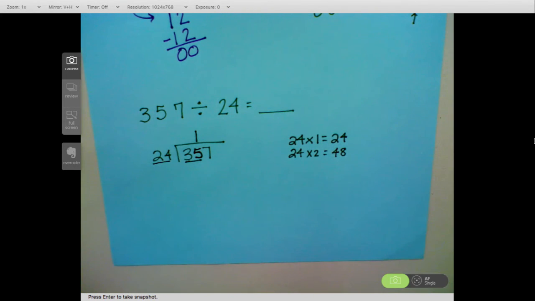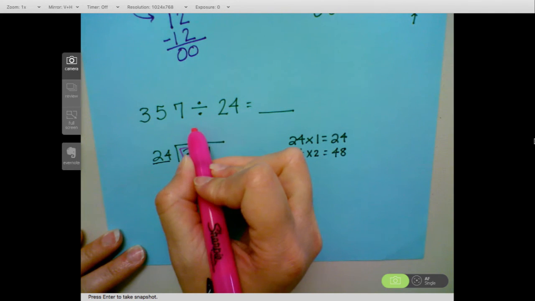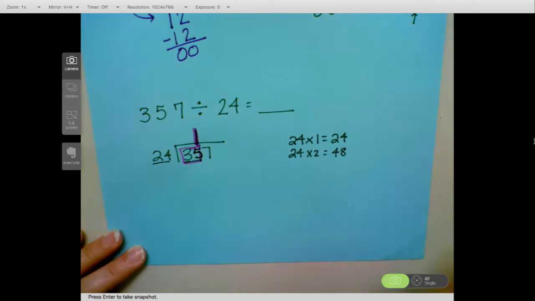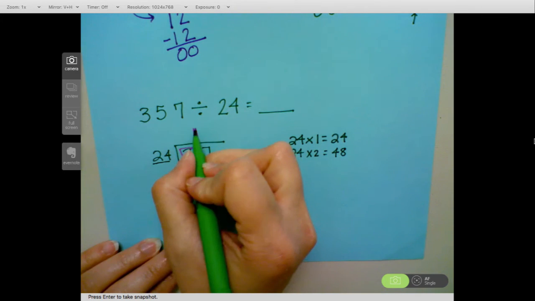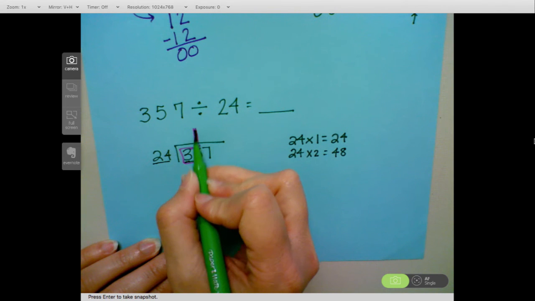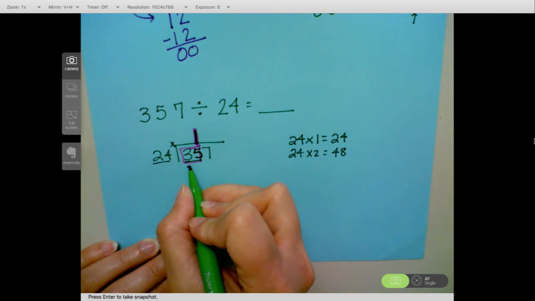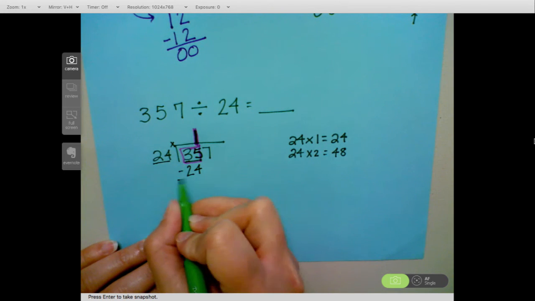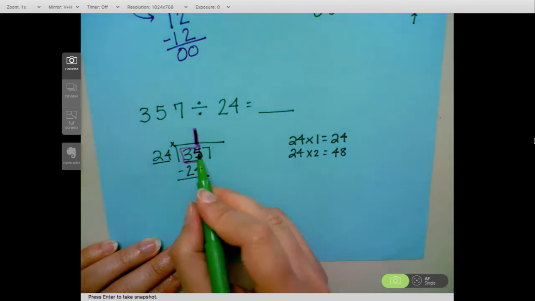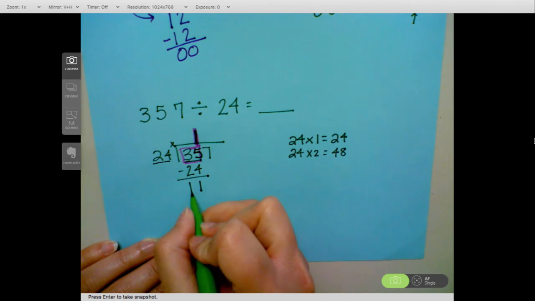So I'm now focusing on the 35. So I'm going to write my 1 over that last digit of the number I'm focusing on. Okay. So I've done one set of 24. So 1 times 24 is 24. I have to take that out. What's left? Well, 5 minus 4 is 1. 3 minus 2 is 1.